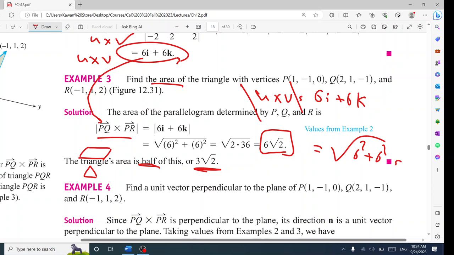Did you understand? During the exam, if I ask you about the area, you know how to do it? Find the vectors, make the cross, take the length, then divide by 2.